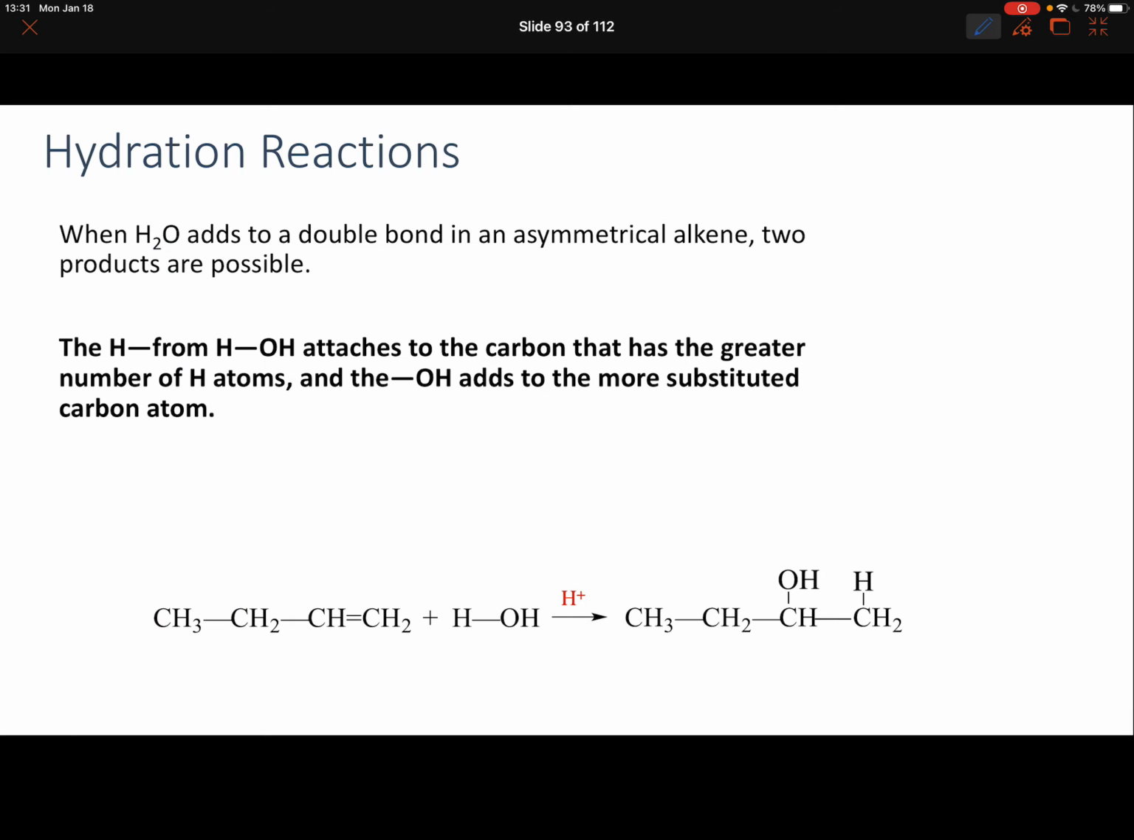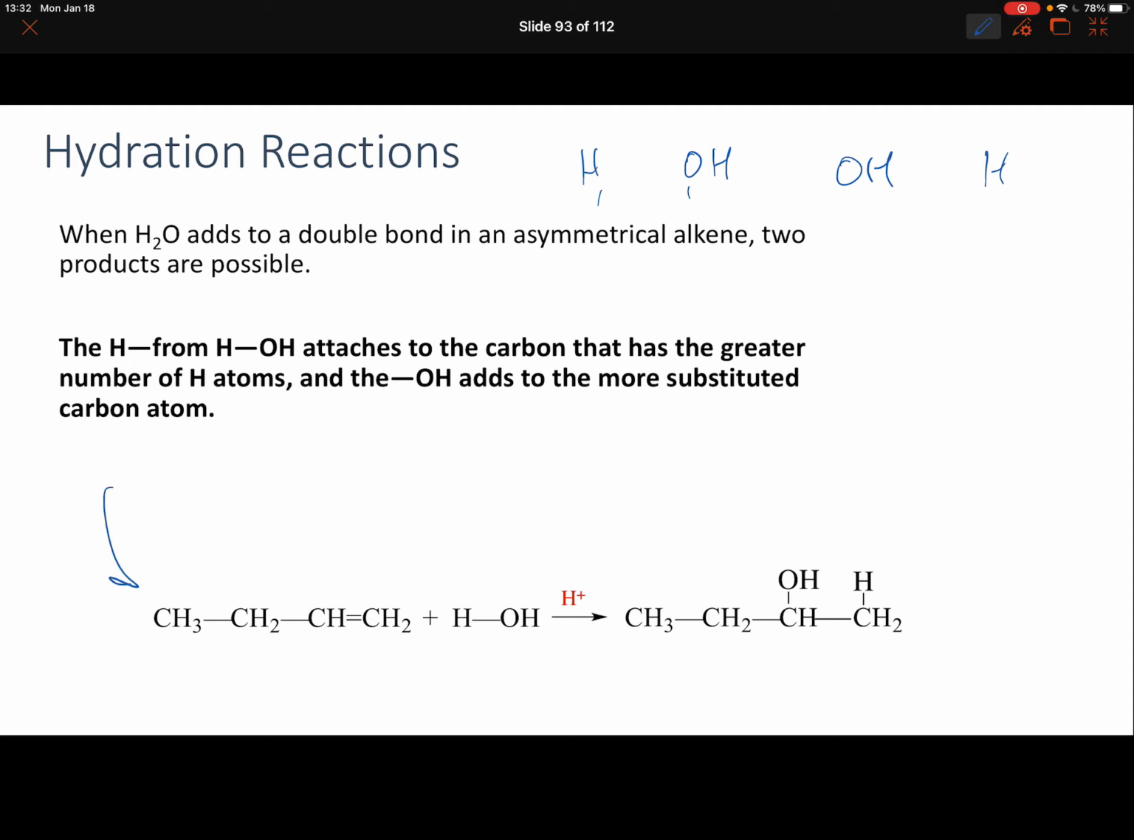Let's talk about hydration reactions. So this is when water adds to the double bond, and it's asymmetrical because H adds to one side and OH adds to another side. So we end up with two products, right? Depending on which way you do it, we could get two different things.